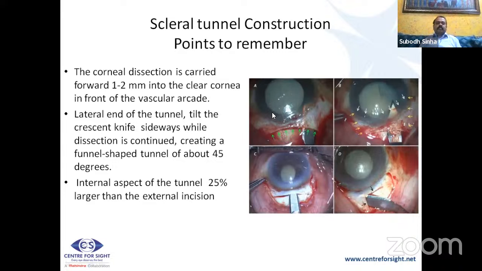So once you have dissected 1 to 2 millimeter into the clear cornea in front of the vascular arcade, then you have to create a side pocket. Here we are going sideways to create a side pocket. Approximately 45 degrees you can do that. You have to remember that your internal opening will be bigger than your external opening. So you are actually making a funnel.